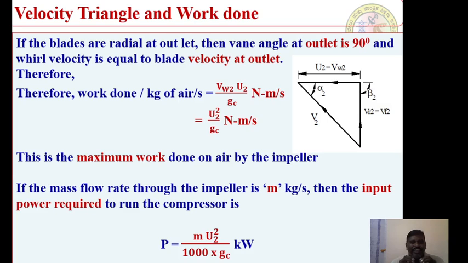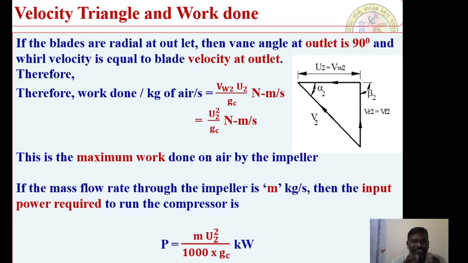If the entry of the fluid is radial, then the guide blade angles are 90 degrees. If the blades are radial, then the vane angles are 90 degrees. This is very, very important, so this concept has to be known. When the discharge is radial at a particular section, the guide blade angle at that section will be 90 degrees. Then there is no corresponding whirl.